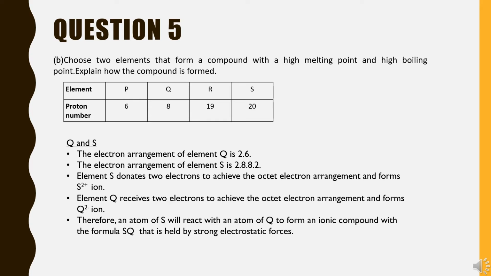The other combination is Q and S. The electron arrangement of element Q is 2.6 and the electron arrangement of element S is 2.8.8.2. Element S donates 2 electrons to achieve the octet electron arrangement and forms S2+ ion. Element Q receives 2 electrons to achieve the octet electron arrangement and forms Q2- ion. Therefore, an atom of S will react with an atom of Q to form an ionic compound with the formula SQ that is held by strong electrostatic forces. For extra information, the electron arrangement for element P is 2.4. This element usually forms a covalent compound.